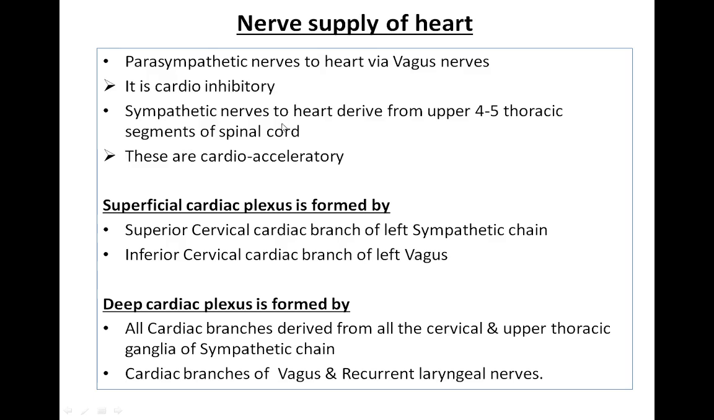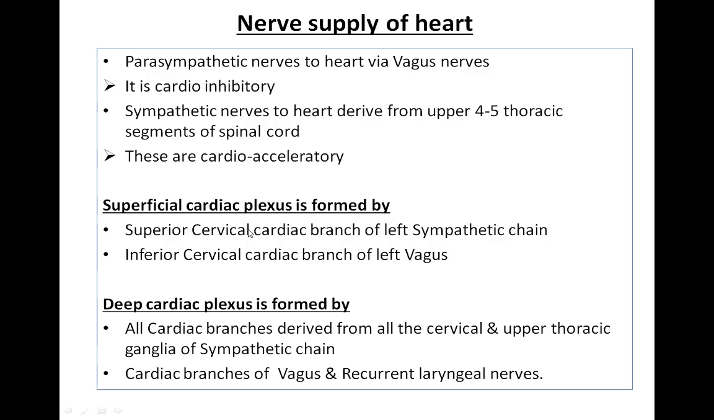So the sympathetic nerve supply to the heart is derived from the fourth and fifth thoracic segments of the spinal cord. The parasympathetic component is the vagus, and the sympathetic component is the fourth and fifth thoracic segments of the spinal cord. So sympathetic is cardio-accelerator and parasympathetic is cardio-inhibitory. The superficial cardiac plexus is formed by the superior cervical cardiac branch of the left sympathetic chain. When we discuss the sympathetic trunk, it will be discussed more elaborately.